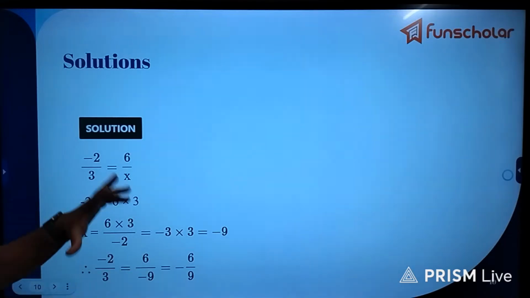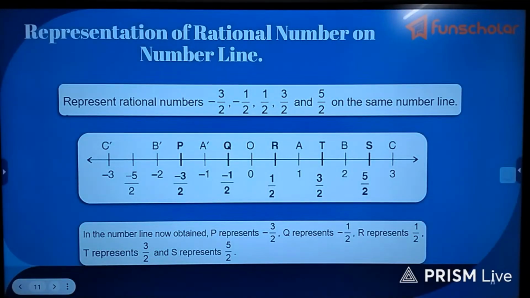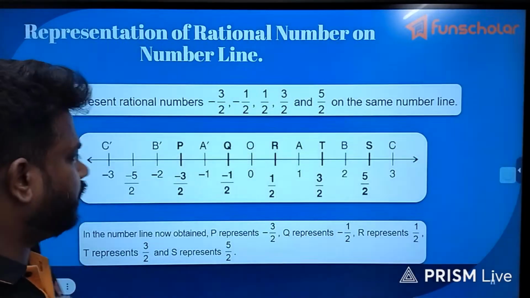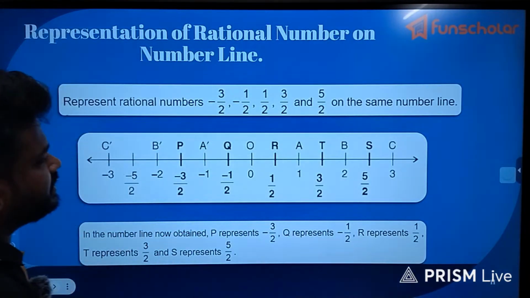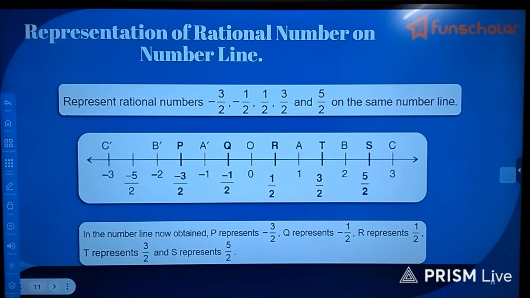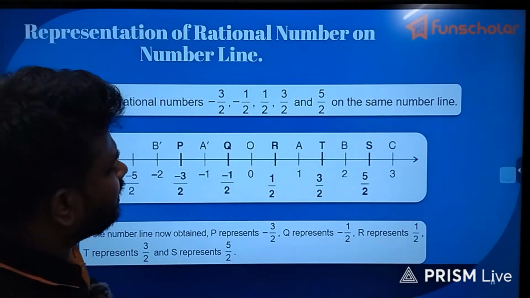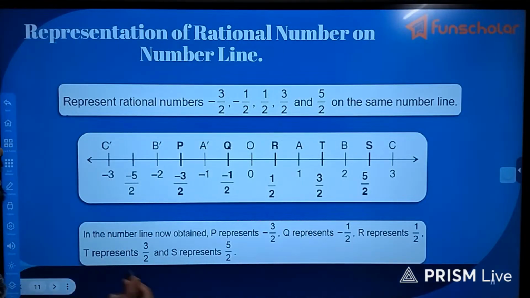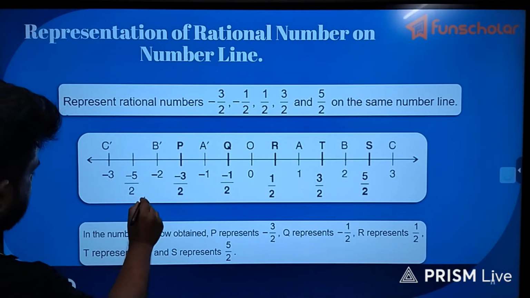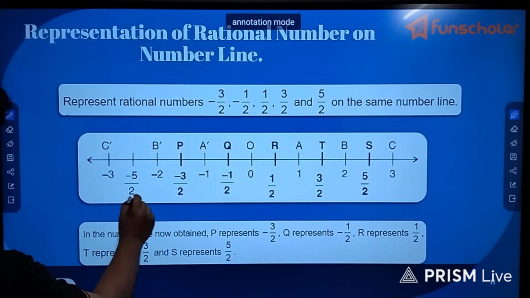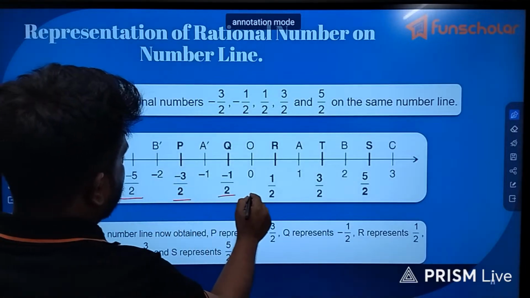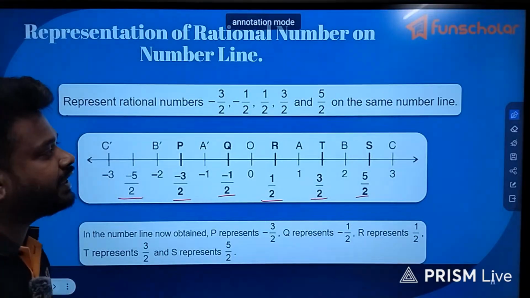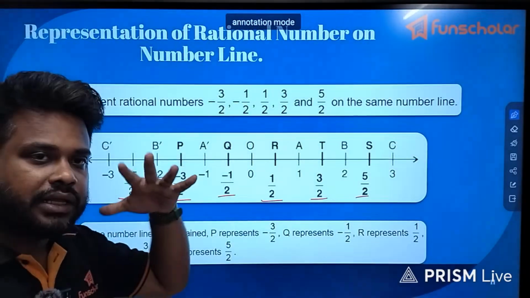Yes, all the solutions are here like this. Now we will learn how we can represent rational numbers on the number line. Represent all of these rational numbers on the same number line. Currently they have already represented it. First you have to point out the rational numbers here, and then tell me how they represented all of this on the same number line.